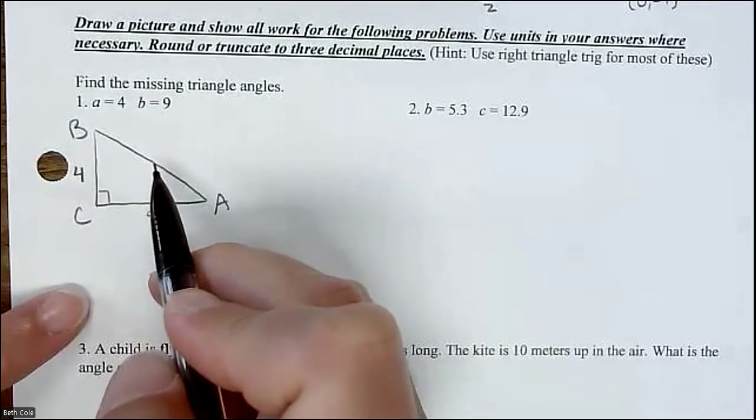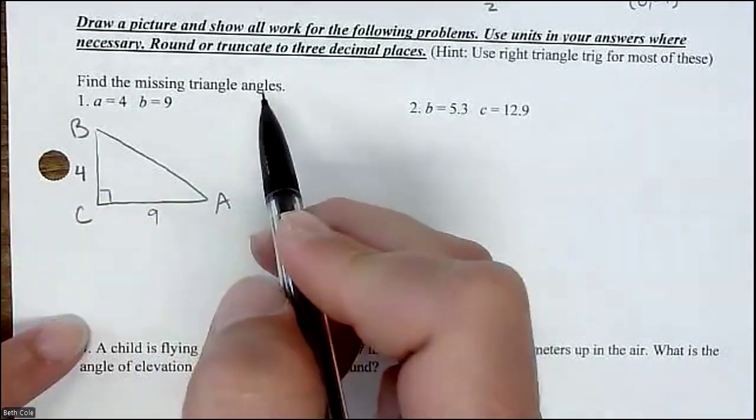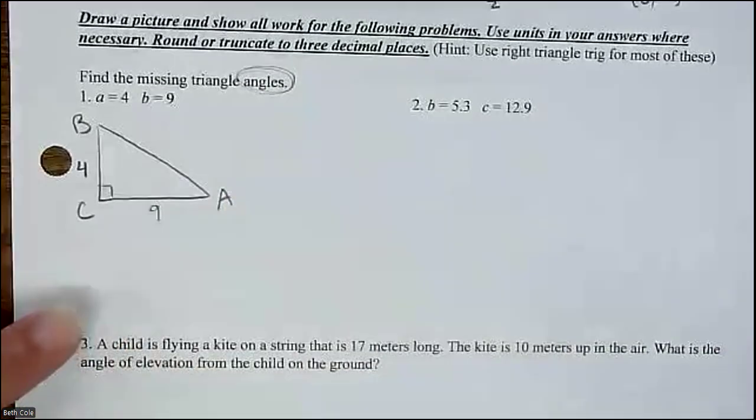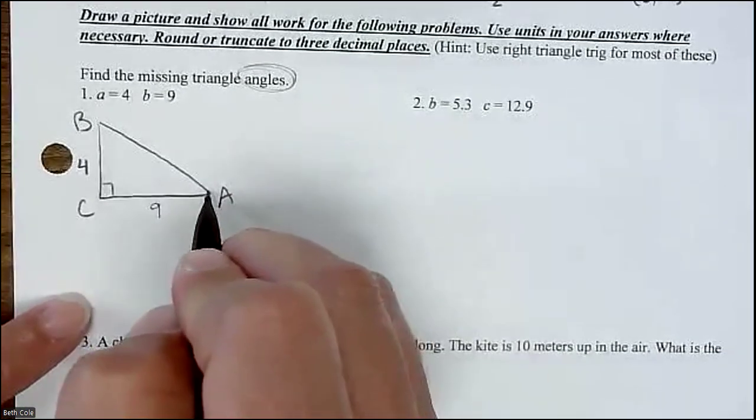And we don't have to find C. It doesn't say to find that. What do the directions say to find? It doesn't say find the other side. It says find the angles. Okay, so let's find A first.